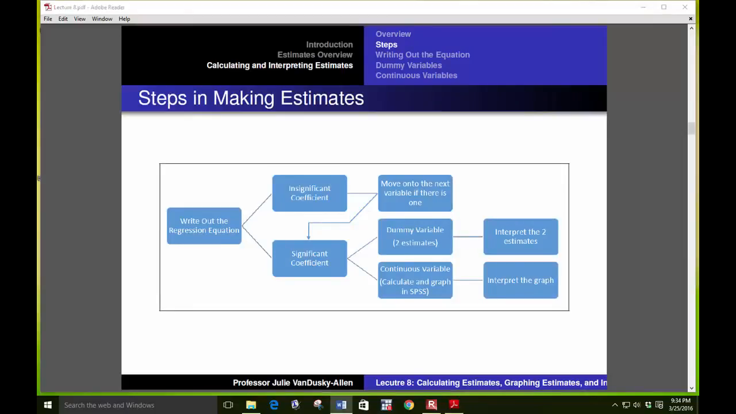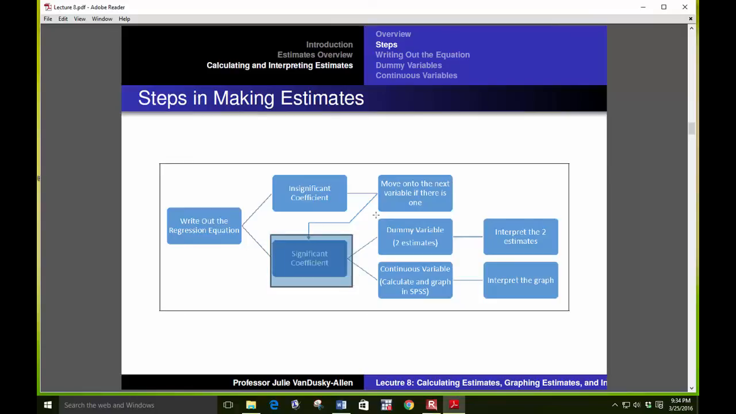Now on to making estimates. The first step is writing out the regression equation. Next, you work on making estimates for each variable separately. So starting with the first variable, if the coefficient for the variable is not significant, you move on to the next variable if there is one. If the coefficient is significant, then you can make estimates.